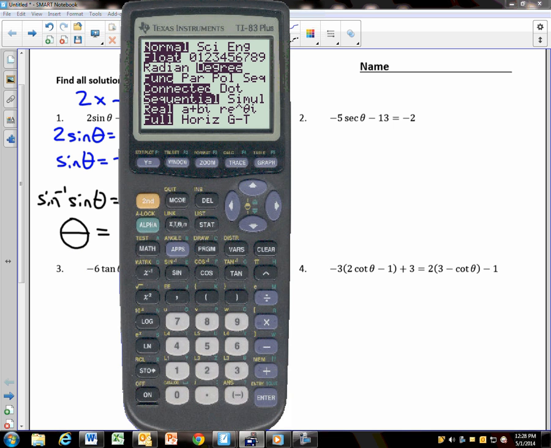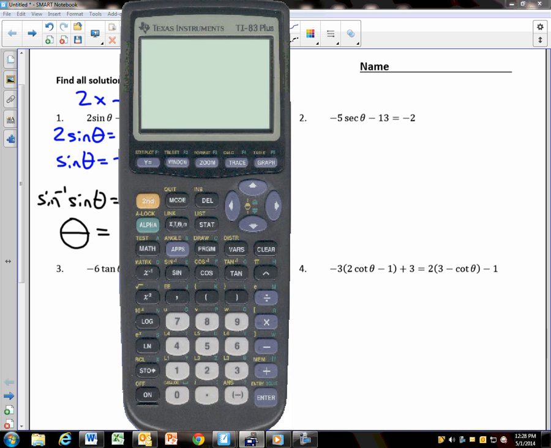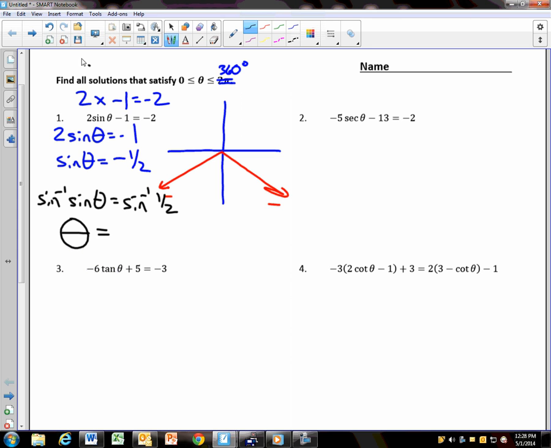I go to my mode. I'm working in degrees. I second sine inverse 1/2. And I get 30 degrees. Is 30 degrees my answer? No, 30 degrees is what I use to find my answer. 30 degrees is the measure of the reference angle in the 3rd quadrant and the 4th quadrant.